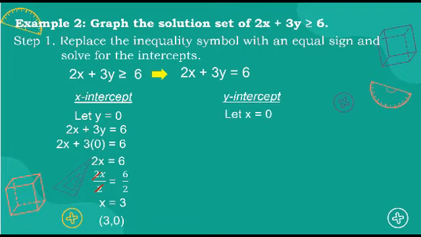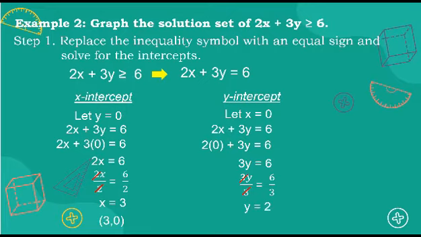For the y-intercept, we let x equal 0. So it becomes 2(0) + 3y = 6. So 3y = 6. Dividing both sides of the equation by 3, we have y = 2. So the y-intercept is (0, 2).